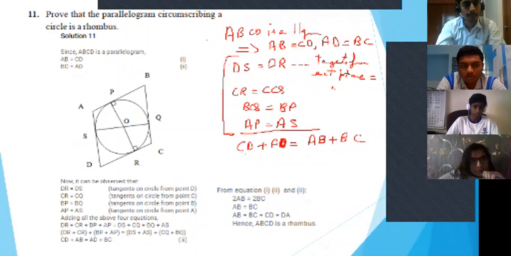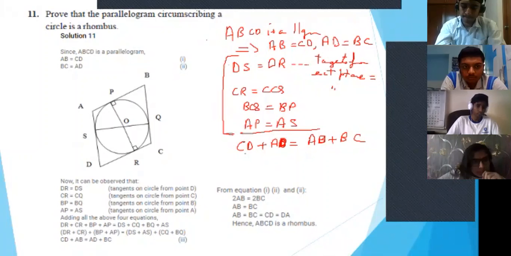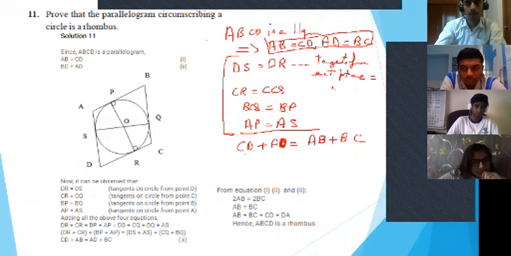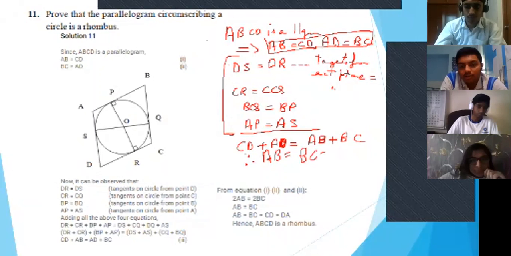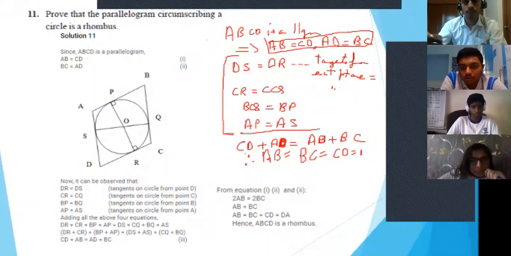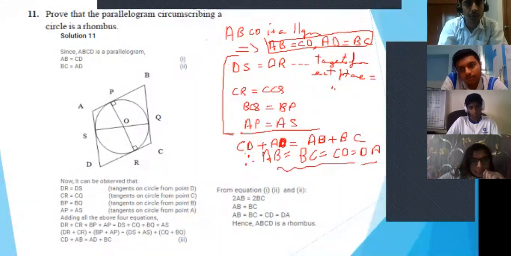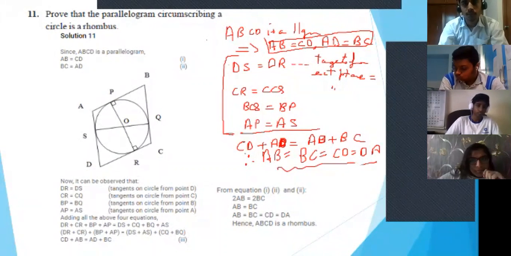Okay. And already we have this given to us. So we can easily say that 2AB is equal to 2BC. So AB is equal to CD is equal to DA. And thus it's a rhombus. Okay. So whenever you have sums of these types, use the tangent theorem, that two tangents drawn from an external point are equal.